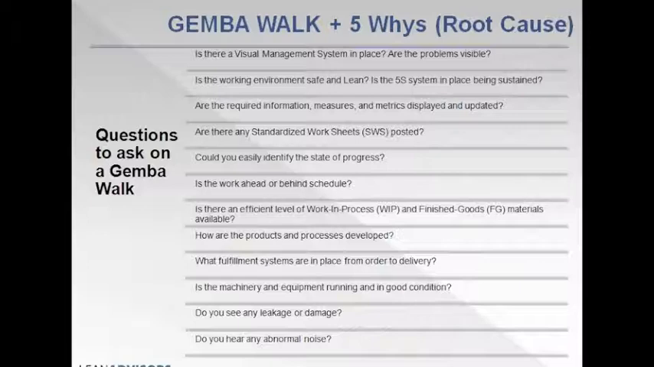Is there standard work posted? You know, we can't expect somebody to do something if we don't show them what the expectations are. And we can't hold somebody accountable for something if we don't post the expectations through our standard work. Can you clearly understand progress?